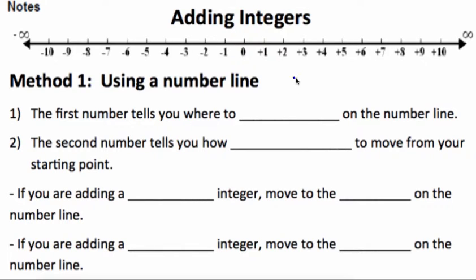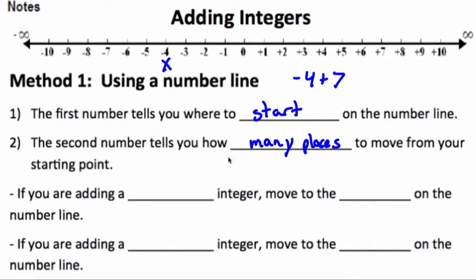So whenever we have a problem, so say -4 plus 7, the first number tells you where to start on the number line. So in this case, I would start at -4. The second number tells you how many places to move from your starting point. So I want to move 7 spots.